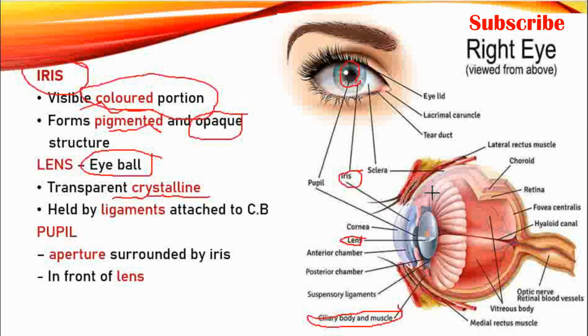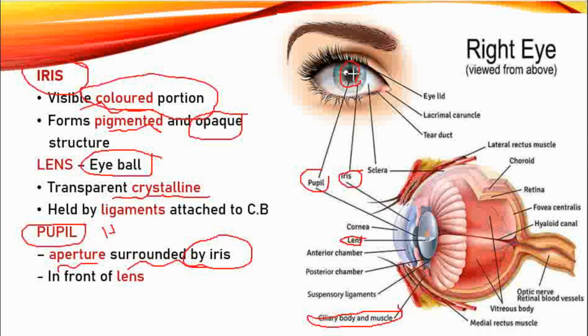And coming to the pupil. So what is a pupil? It is an aperture, a hole you could say. It is surrounded by the iris. In this picture, what surrounds the pupil is the iris, the colored portion of the eye. The hole in the middle is what we call the pupil. It is in front of the lens. Obviously the pupil has to be in front of the lens, because only if the hole is there can light pass and come into the lens. So it is in front of the lens.